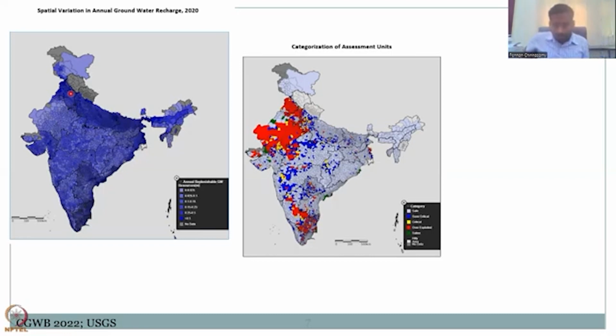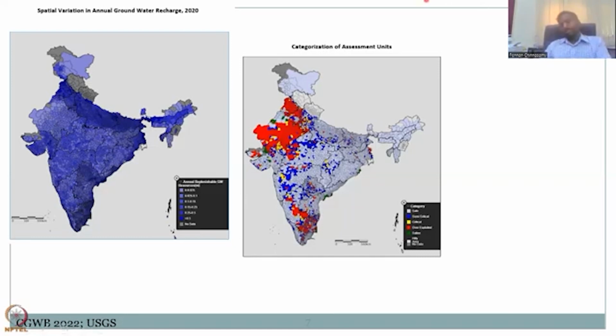There are some regions without data, but we will focus on regions where the blocks are considered critical and overexploited. Both are very dangerous, because critical means you are almost extracting the water which is actually recharging, and overexploiting means if you put in 100 liters, you're extracting more than 100 liters, let's say 110 liters. So that is overexploitation, which is not good for the current scenario.